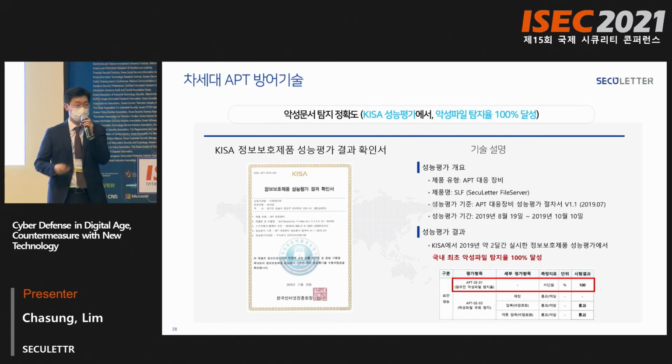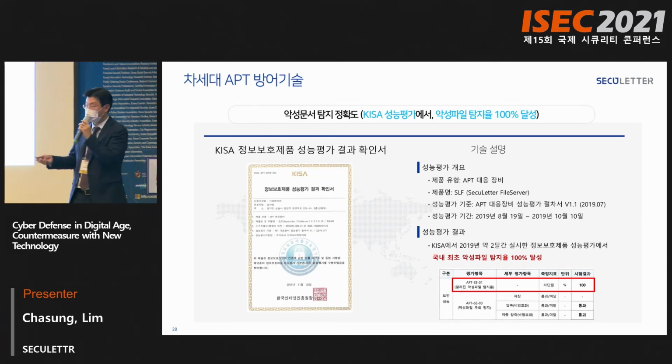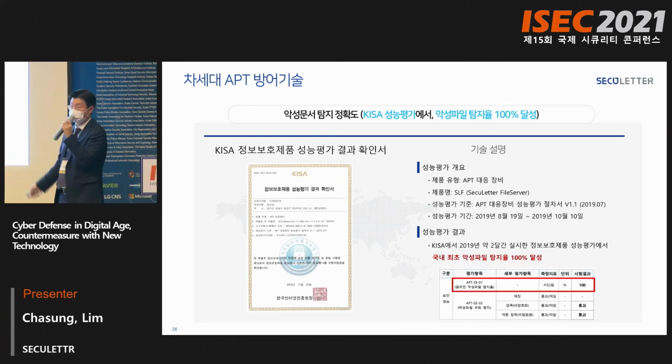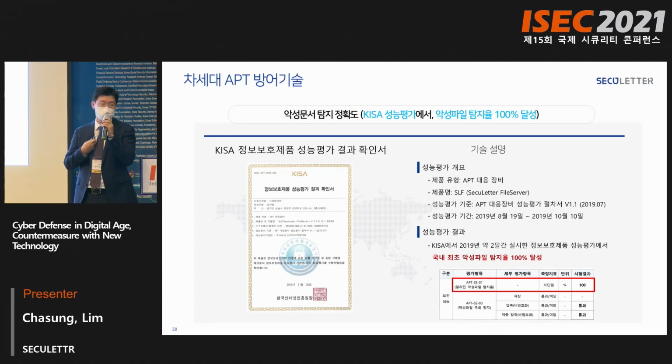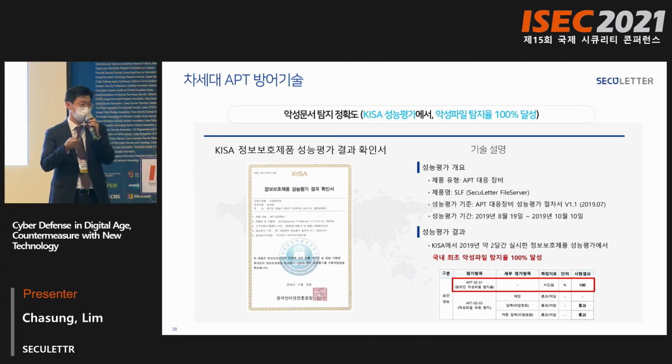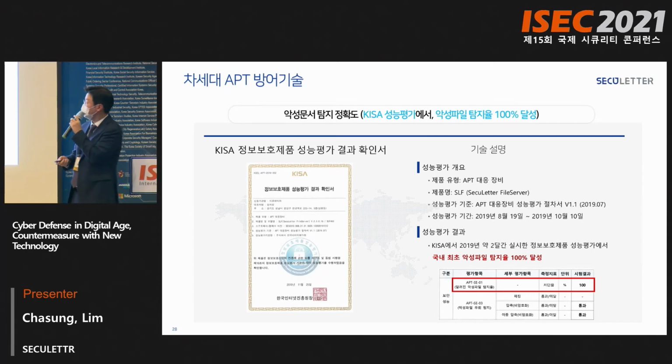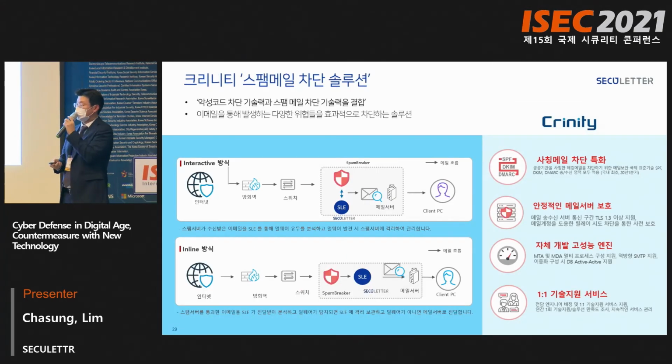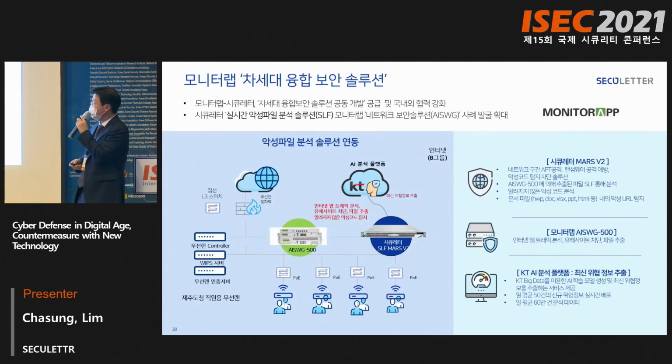Although our customers keep using our product and do their BMT, we also received an information protection performance certificate from KISA, and we actually got the certificate on the information protection performance evaluation outcome. So we are strongest in terms of diagnosis. We have the Clinity solution and spam mail, and these are aligned together with our solution.